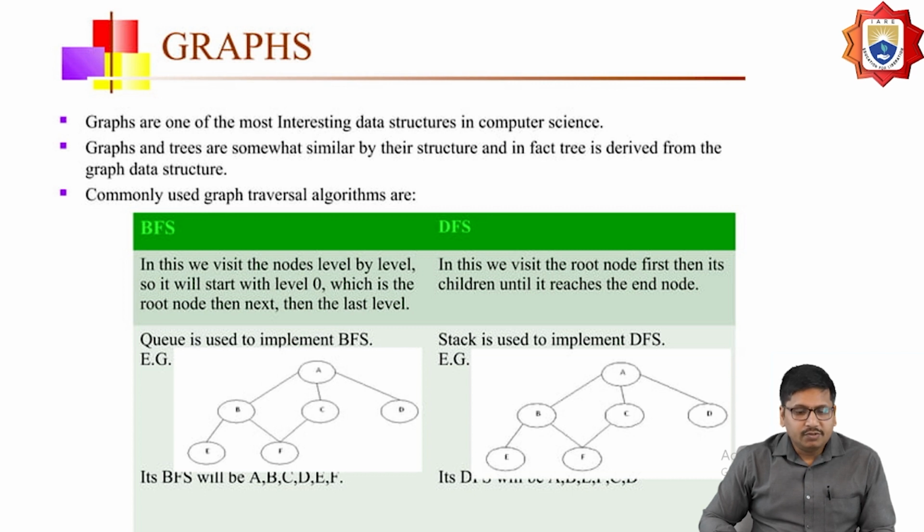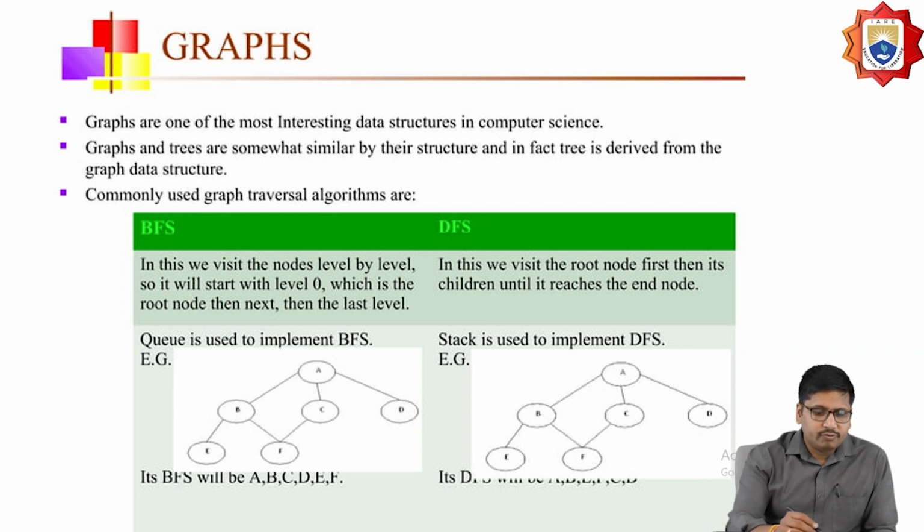Graphs are mostly interesting data structures in computer science, and graphs and trees are similar in structure, but there is a little difference. When it comes to a tree, it is a set of vertices, nodes, and branches, whereas a graph is a collection of vertices and edges.